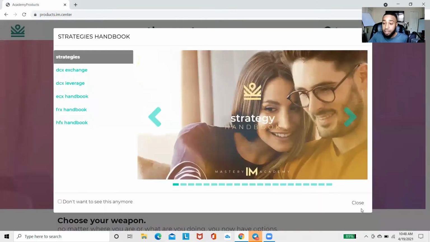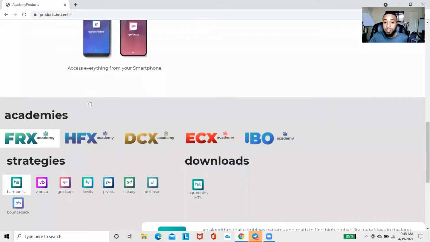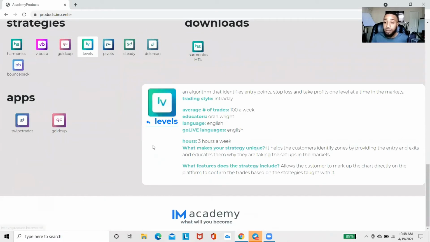Now it's going to bring you to a separate screen, okay? And then you're simply going to scroll down and look for where it says levels. If you look at the description, it's an algorithm that identifies entry points, stop loss, and take profit levels in the market. It's going to be intraday. You're going to get about 100 plus trades a week.